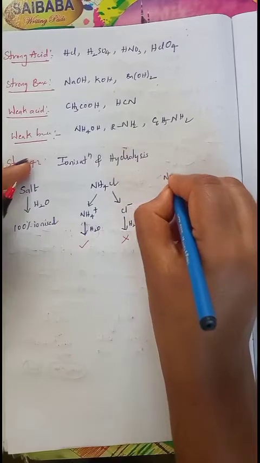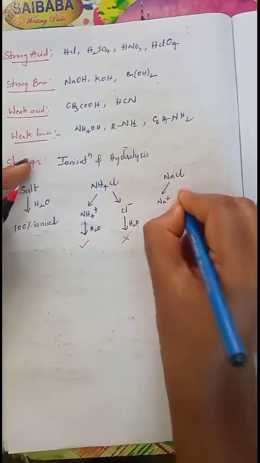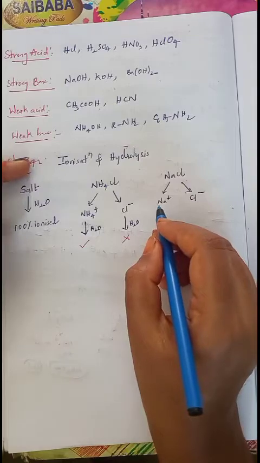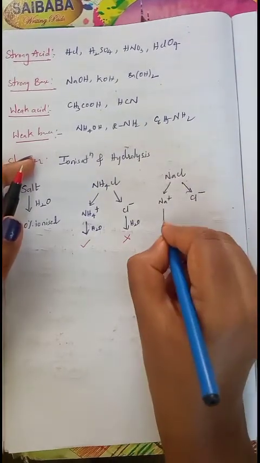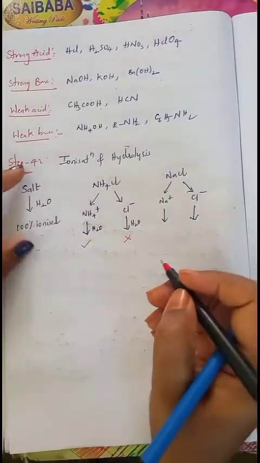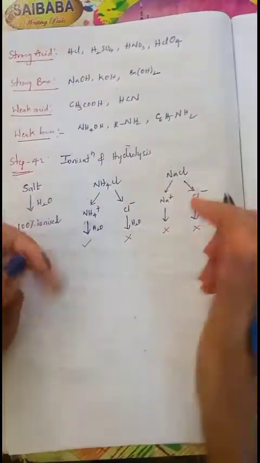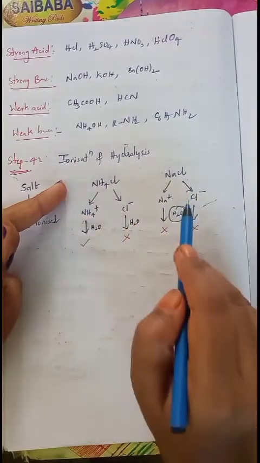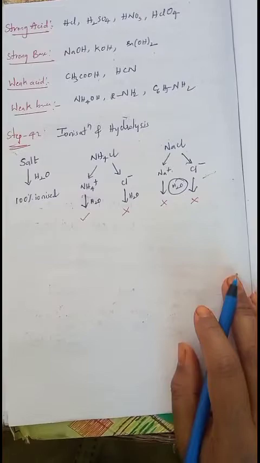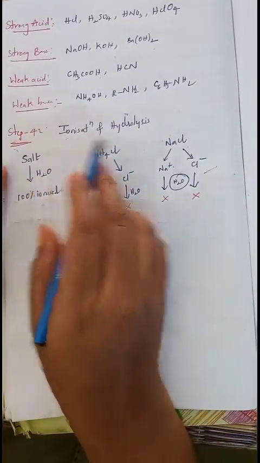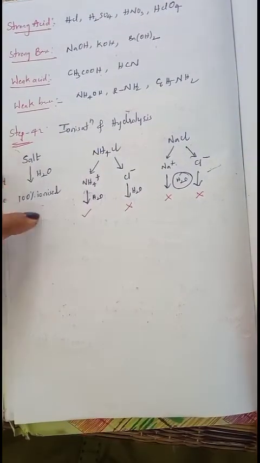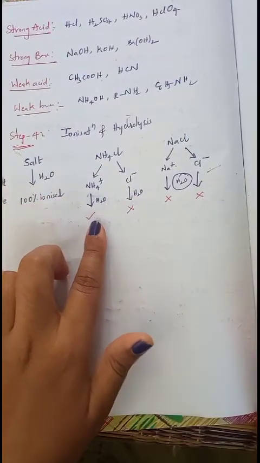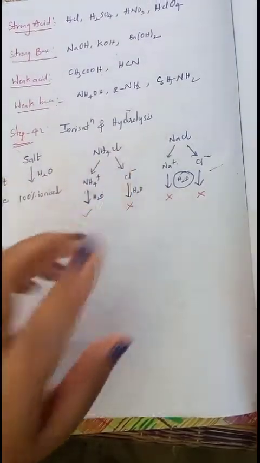In the same manner, NaCl gives two ions, Na plus and Cl minus. Na plus is obtained from a strong base, that is NaOH. Cl minus is also obtained from a strong acid. Because both are obtained from a strong acid and a strong base, they will not undergo hydrolysis with water. That means in water they are completely ionized, ionization takes place but not hydrolysis. So this is what you want to know about the difference between ionization and hydrolysis. In water, if any salt gives 100% ions, that is ionization. If those ions are obtained from strong acids and strong bases, then they do not undergo hydrolysis, they just ionize.